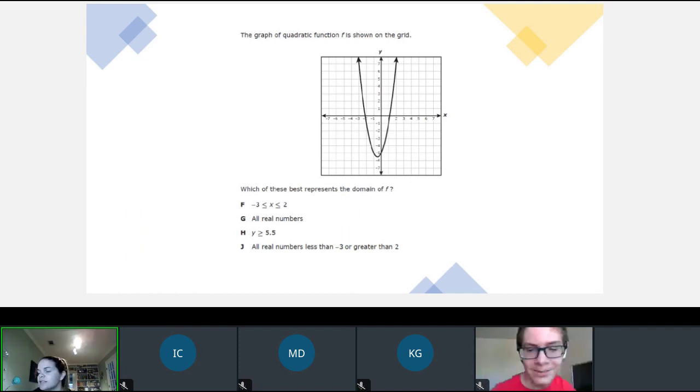Okay, this is kind of a tricky one. So first things first, the question is asking, what is the domain? So domain is talking about what? Are we talking about X's or Y values? Good, X values, exactly. So we can get rid of H because it has Y in the answer, and we don't want that.